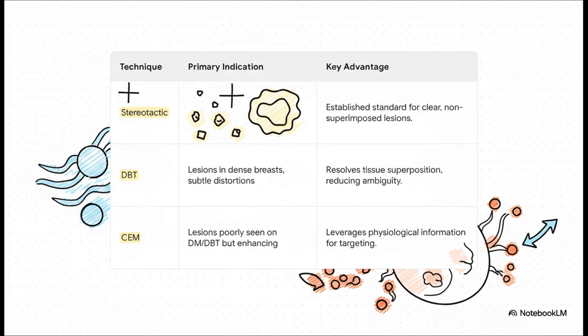But what if you're dealing with dense or overlapping tissue? That's where DBT, or tomosynthesis, really shines. It's superior because it cuts right through that superposition. And then there's CEM. This is your problem solver for lesions that are practically invisible on standard imaging but light up with significant enhancement. Here, you're leveraging physiological data to hit a target you otherwise couldn't.